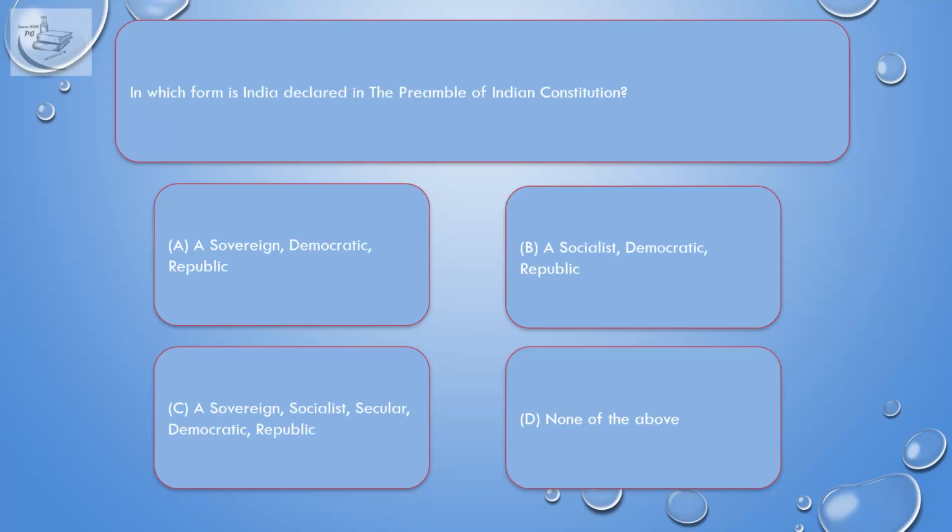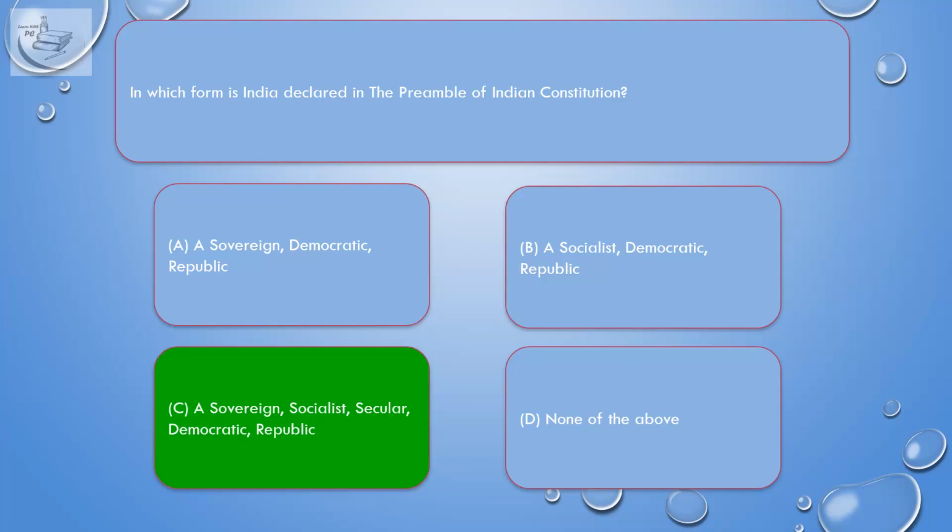Question: in which form is India declared in the preamble of Indian Constitution? A. A sovereign, democratic, republic. B. A socialist, democratic, republic. C. A sovereign, socialist, secular, democratic, republic. D. None of the above. Correct answer is C. A sovereign, socialist, secular, democratic, republic.